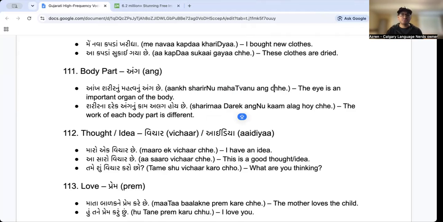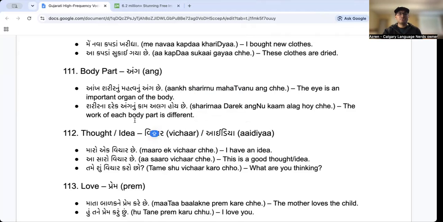Ank sharirnu mahatvanu ang che. This nu in sharirnu means like "of the body." The eyes are the body's important part, something like that.